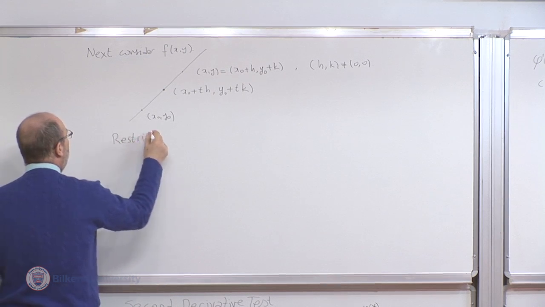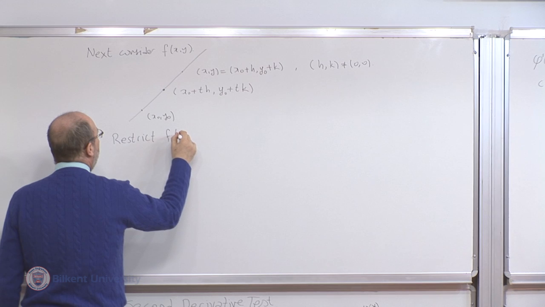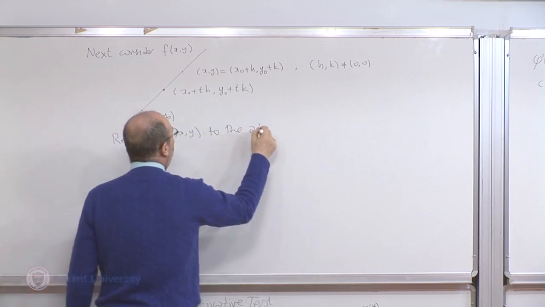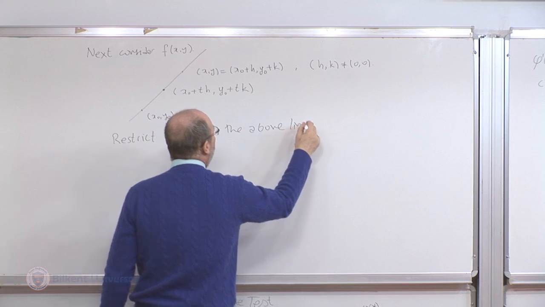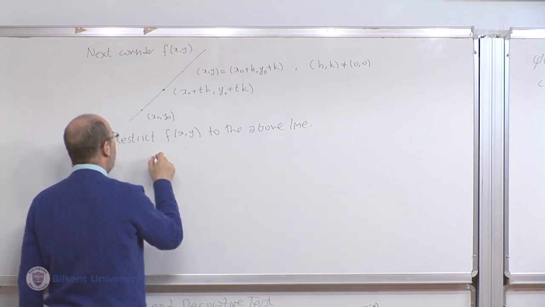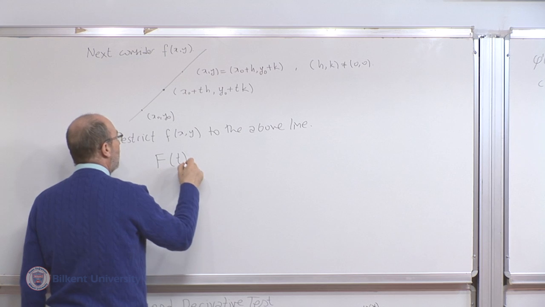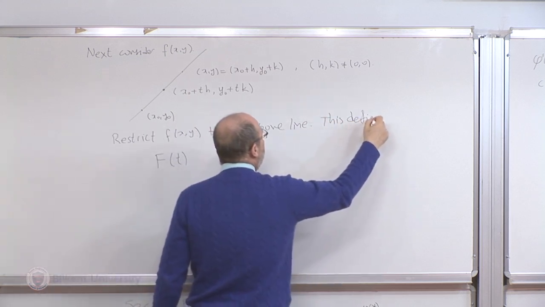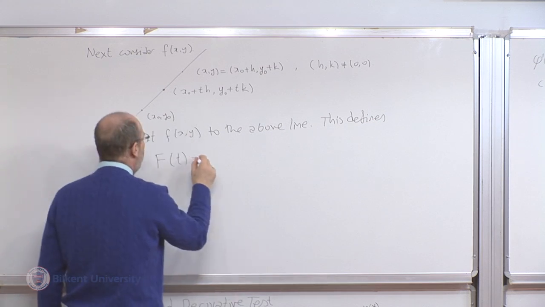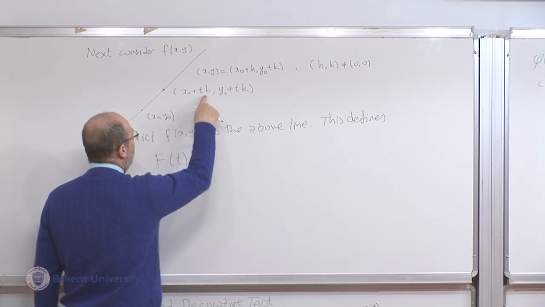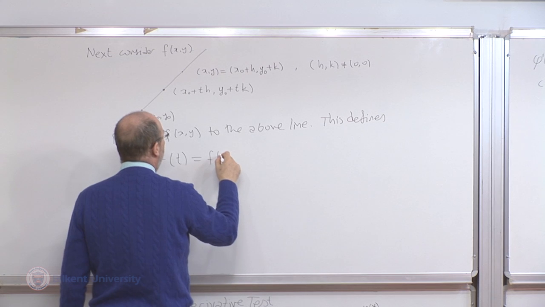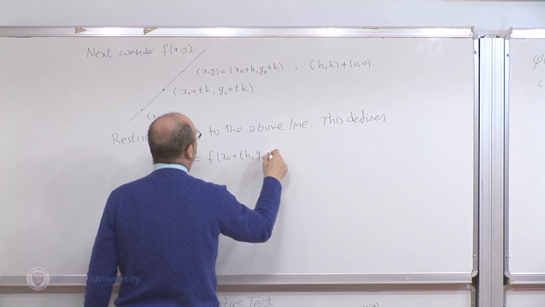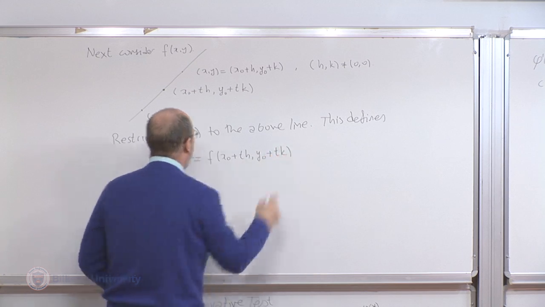Restrict f(x, y) to the above line. Then we get a function of t. So let's say this defines a new function, f of t. I'll evaluate this at this point, f of x sub 0 plus th, y sub 0 plus tk.